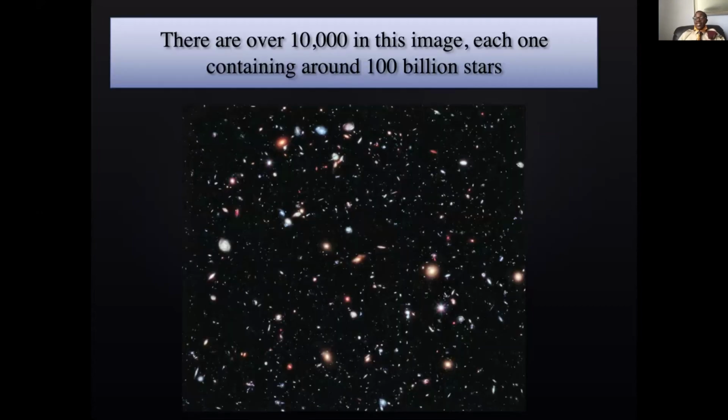There were actually 100 billion stars in the darkest section of the universe, and this was in the year 1995. 100 billion stars.